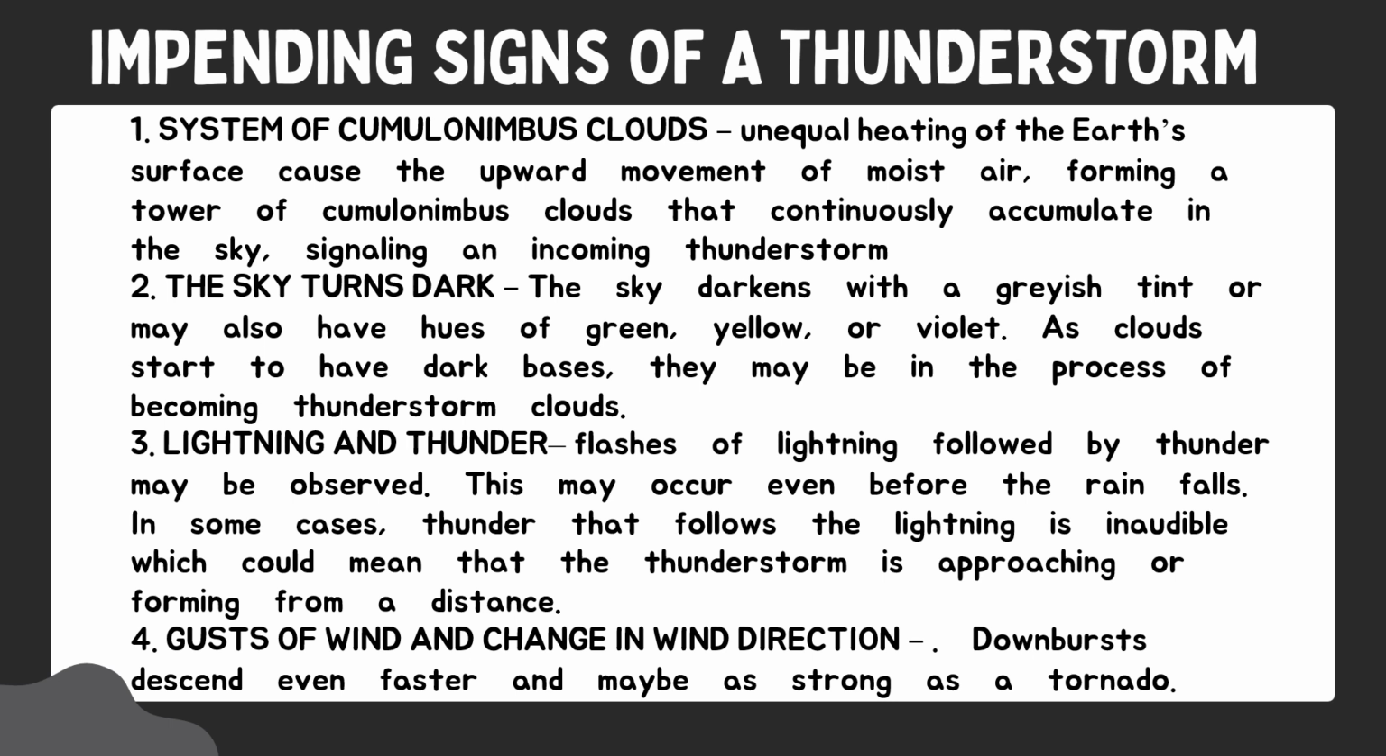The last sign of a thunderstorm is gusts of wind and change in wind direction. As a thunderstorm forms, it can cause sudden gusts of wind and changes in wind direction. This is due to the downdrafts and updrafts within the storm. A downburst, which is a strong downdraft, can descend very quickly and can be as strong as a tornado. This can cause sudden, dangerous wind conditions on the ground.